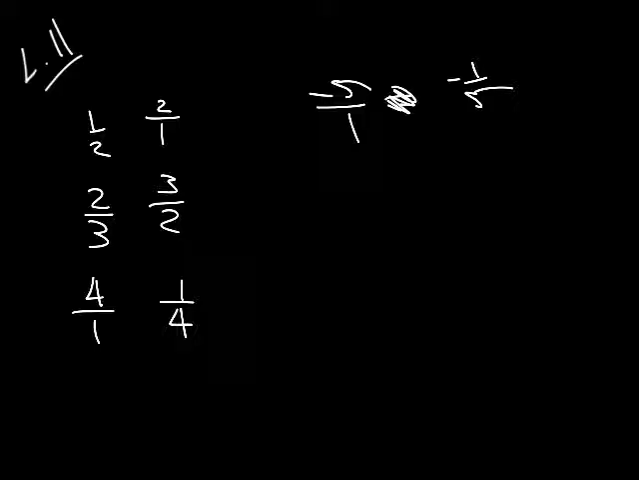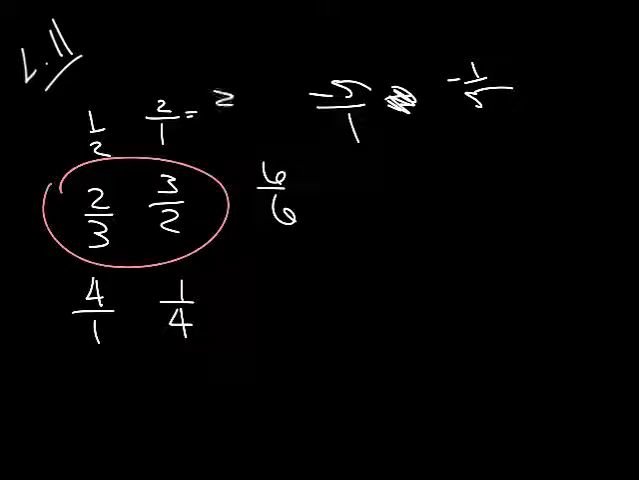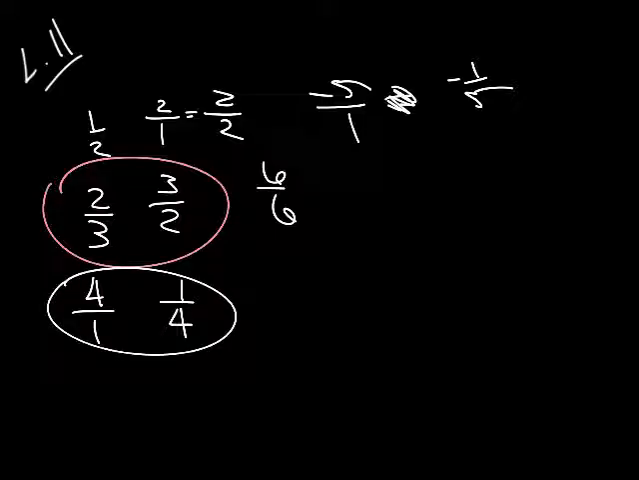If we multiply these two numbers here, I said they were reciprocals, we get 6 over 6. Multiply this, we get 2 over 2. Multiply this, we get 4 over 4. So they always will reduce to 1.